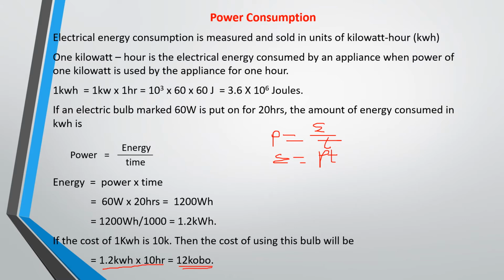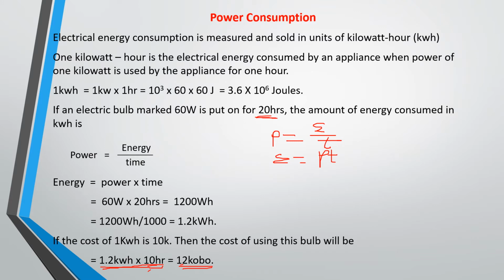Okay, the total energy consumed when you use this bulb for 10 hours will be 12 kobo. Or if we use the bulb for 20 hours, because here it said 20 hours, the total energy consumed will not be 12 kobo, but rather 24 kobo. So depending on what you are working with, but here I used 10 hours, but this is 20 hours.